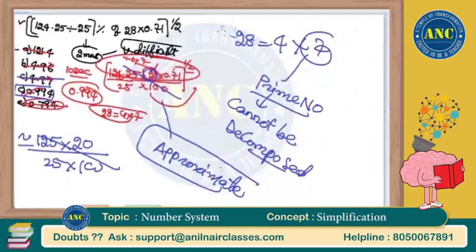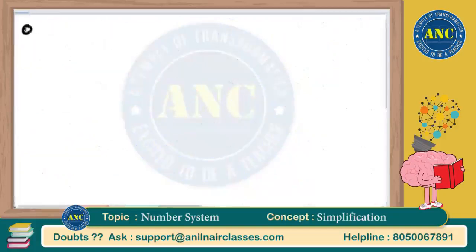Why is it not divisible by 7, sir? 28 is divisible by 7, right? 28 is 4 into 7. These are all silly questions. Write down the next question.